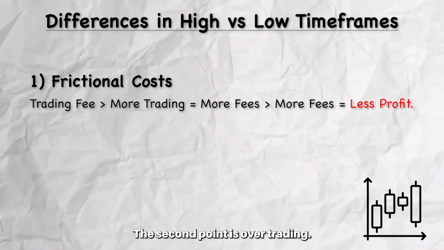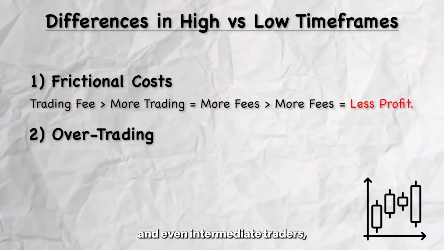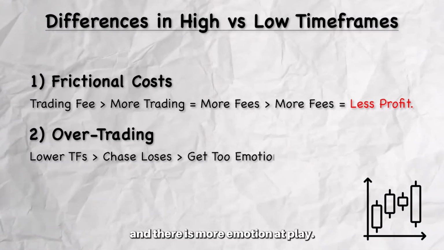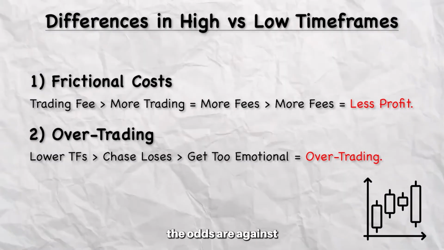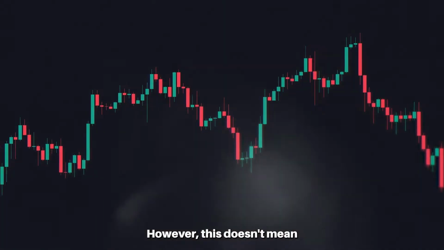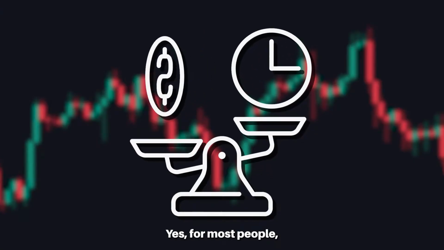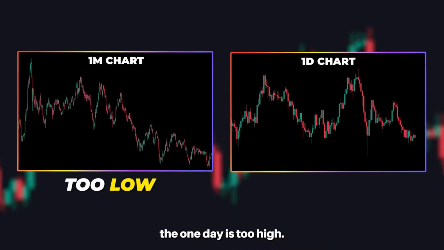The second point is overtrading. This is a problem for newer traders and even intermediate traders, where on low time frames, you are easier to chase losses and there is more emotion at play, a trader's worst nightmare. As you can tell, the odds are against you on the lower time frames. However, this doesn't mean we cannot find a balance. Yes, for most people, the 1-minute chart is too low. And yes, for most people, the 1 day is too high.